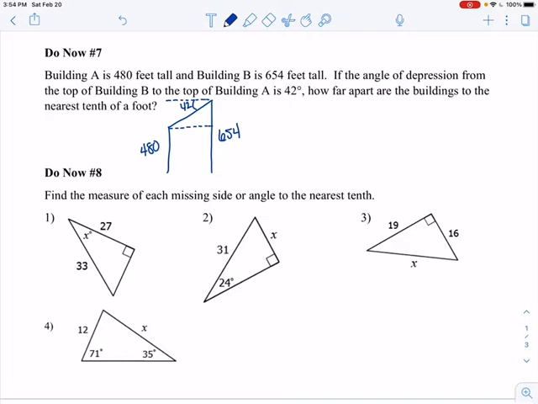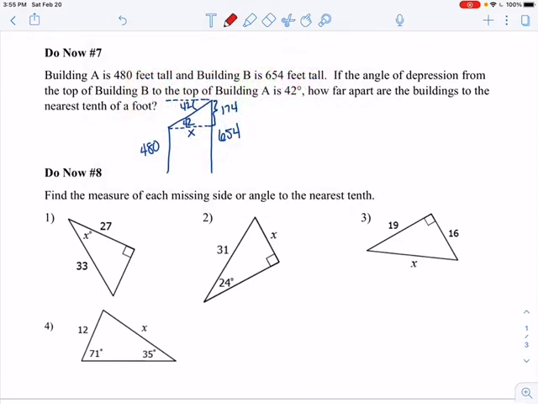So we want to know this distance right here that I just drew with the dotted line, and we're going to call that length x. Remember, the angle of depression is equal to the angle of elevation. So that other angle I'm going to call 42 as well. And then I'm also going to find this little piece right here of that top right triangle, and I'm going to get that by doing 654 minus 480, so that's going to give me 174 altogether.